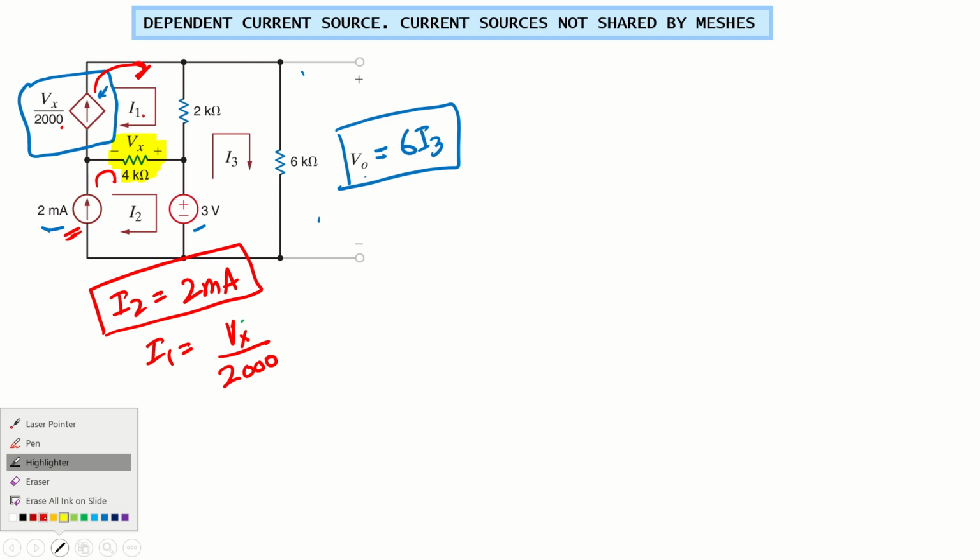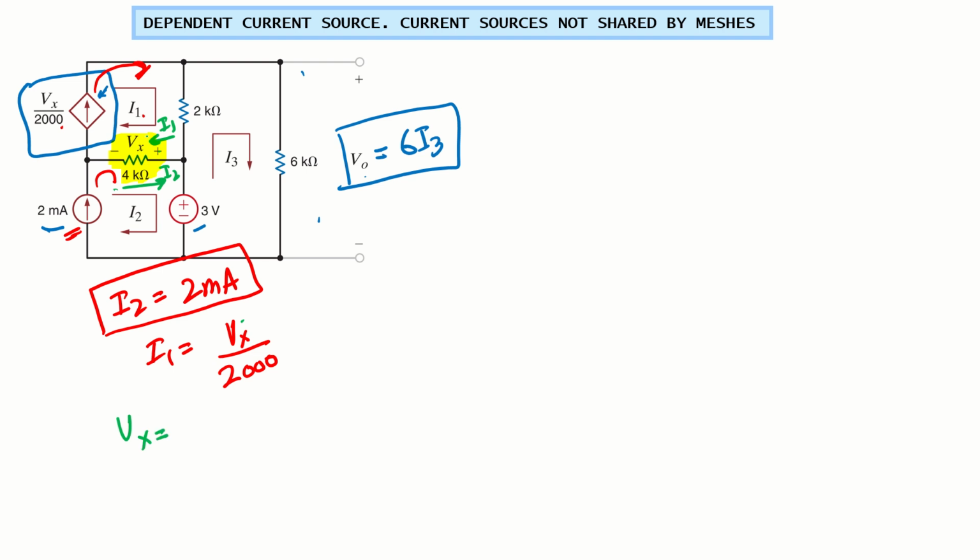So we need to write the equation for this dependent variable. It's a voltage drop with this polarity, plus minus. It means through this 4 kilo ohm resistor two currents are flowing. One is I1, with this direction, and I2 is flowing in this direction. Because the positive polarity is here and I1 is flowing towards this one, Vx is 4 times I1 minus I2, and we can plug this into our main equation.